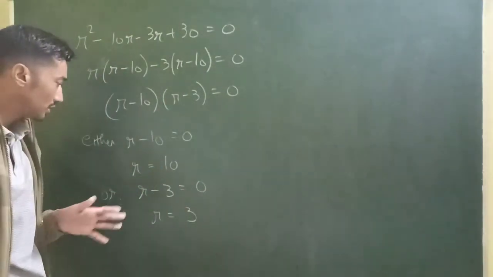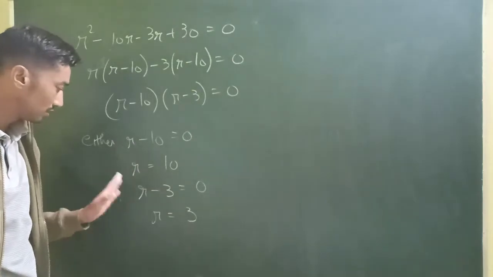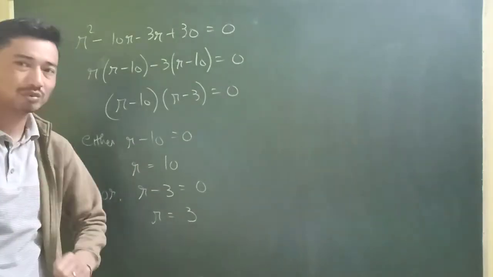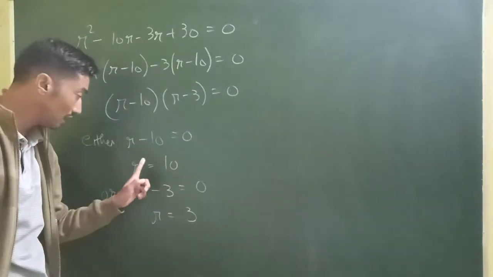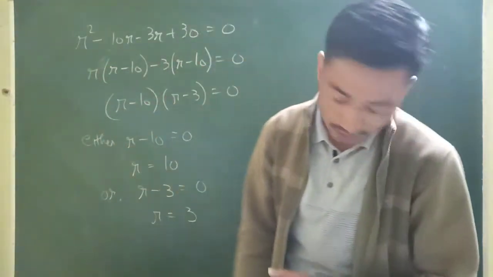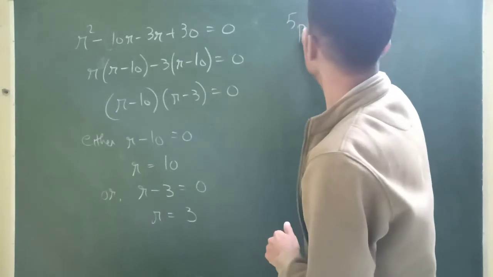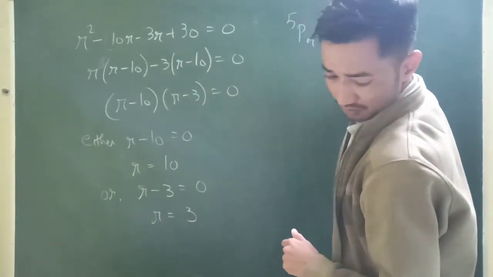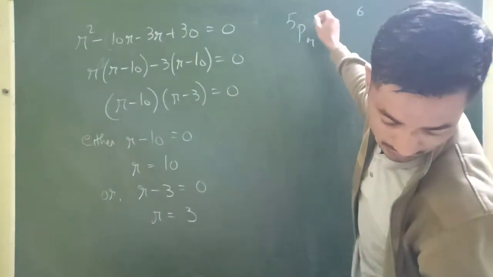Alright, now with the solution, I have got two values, r is equal to 10, r equal to 3. There is one problem here with one of the values, that is r equal to 10, because as per the question, we have factorials of 5Pr, and the other one is permutations, 6P(r minus 1).